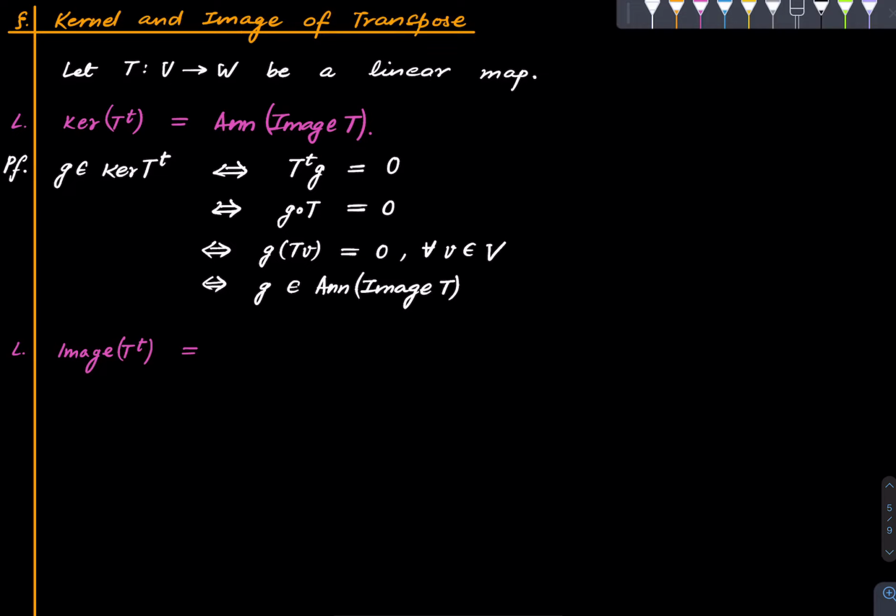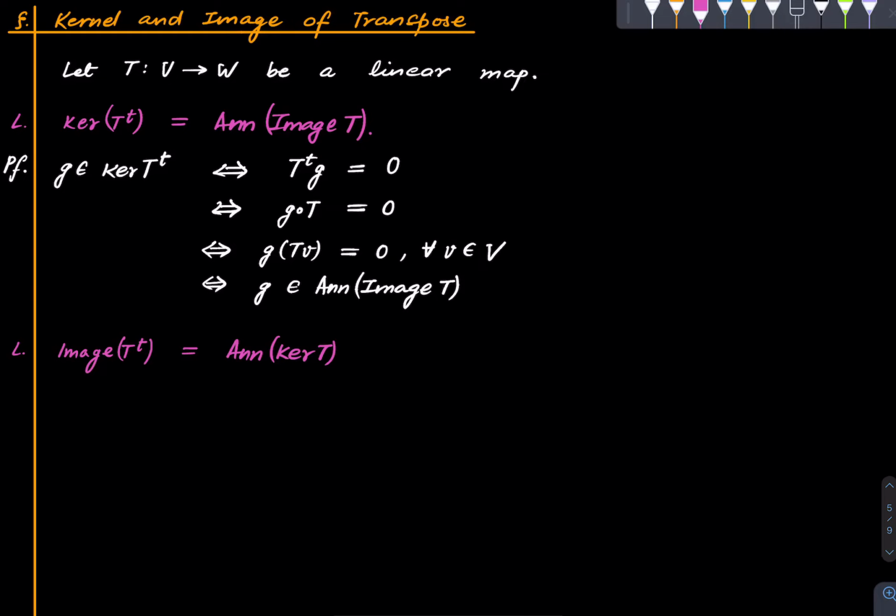So one can calculate the dimension of the kernel of T transpose, in other words, the nullity of T transpose, if you know the rank of T. Okay, what about the image of T transpose? If we know the dimension of this, we know the rank of T transpose. So this is what we would like to know, and here is how we do it. What we will show is that the image of T transpose is nothing but the annihilator of the kernel of T.